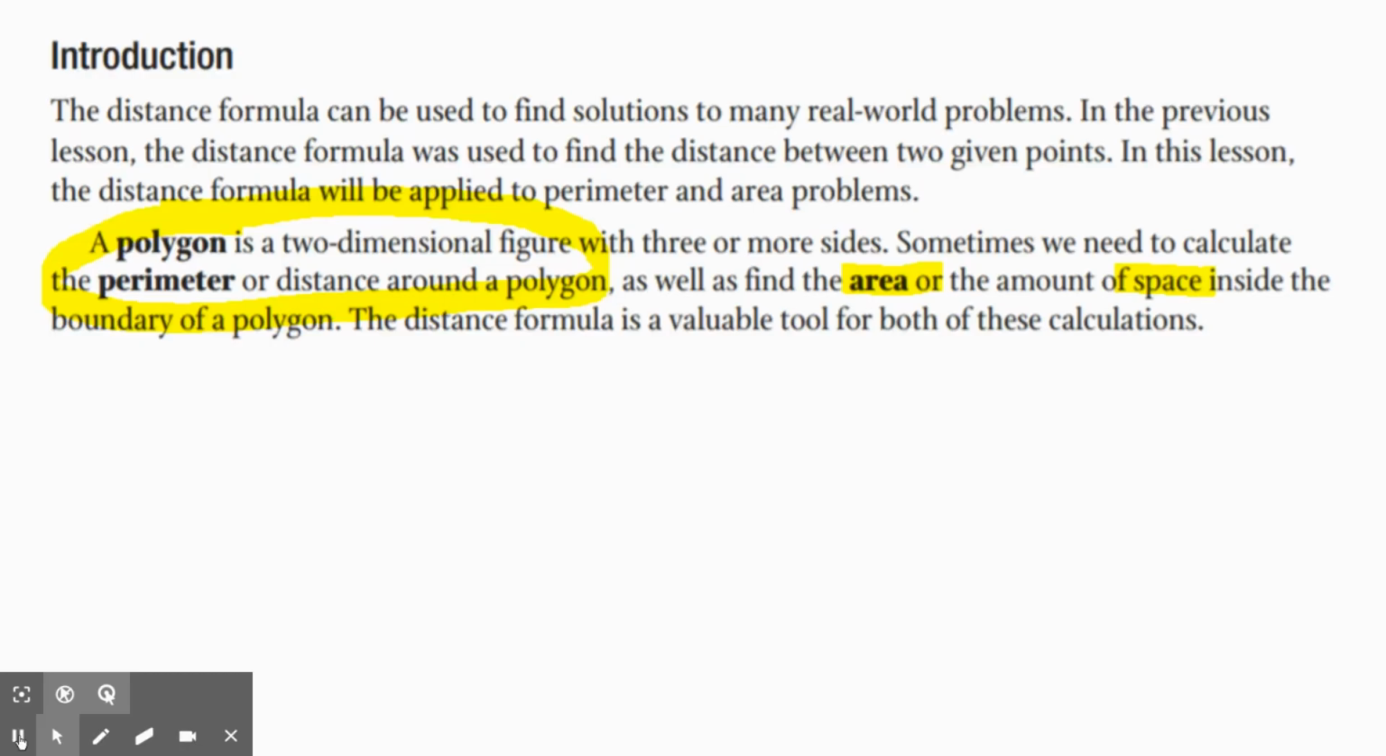In this section, we're going to be calculating perimeter, and we will also be calculating area. Perimeter is the distance around a polygon, whereas the area is the amount of space inside the polygon.